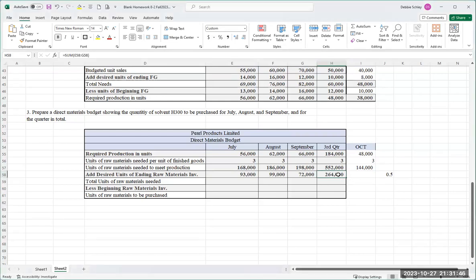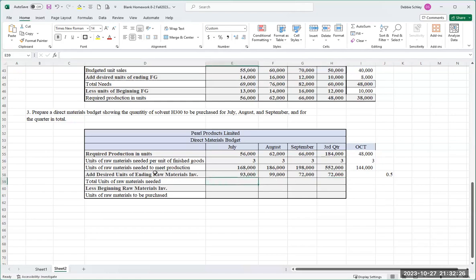I hope all of you were going, no, no, no, that's not how you do it. I just made a huge mistake. You can't add this across. This is the third quarter line. I got confused because of the previous one we did. This is a third quarter column, and so the desired units of ending raw materials inventory for the end of the third quarter is going to be the same as the last month in the quarter. There we go. That was close.